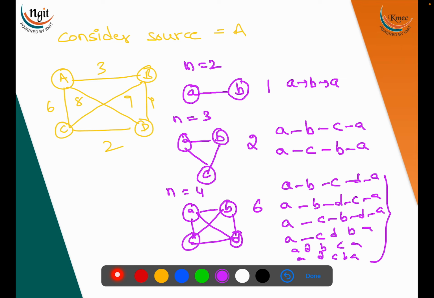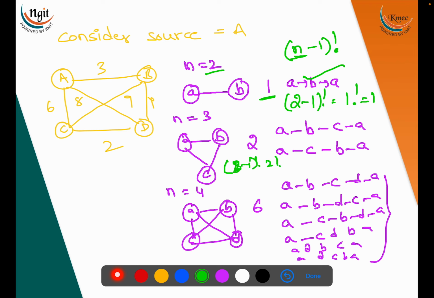Now the analysis of this is what? I am taking n minus 1 factorial. Because I have n value 2, but I did not visit the starting city again, right? N minus 1. How many routes do I have? Only 1. That means when n value is 2, 2 minus 1 factorial, which is 1 factorial, which is 1. So 1 route. N is equal to 3, substitute in this: 3 minus 1 factorial, 2 factorial, which is 2, and 2 routes. The next, n equal to 4: 4 minus 1 factorial, 3 factorial, which is 6 routes.